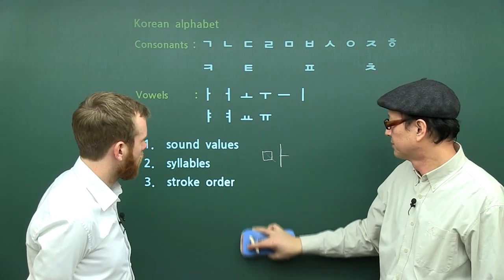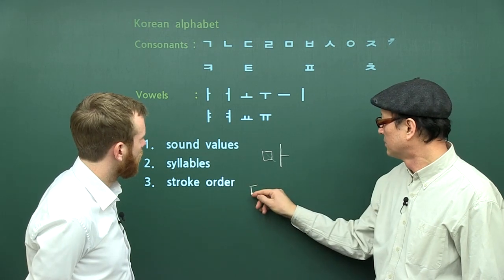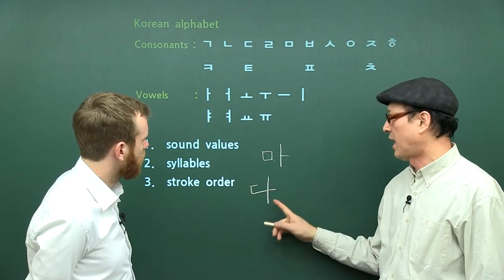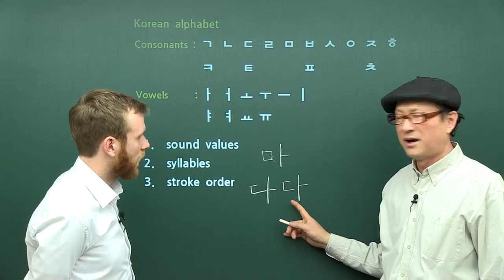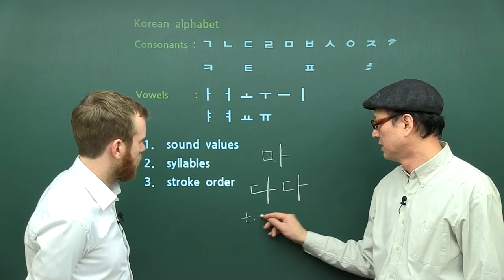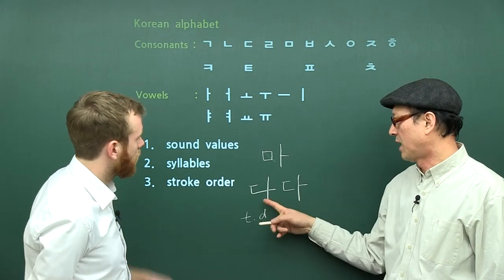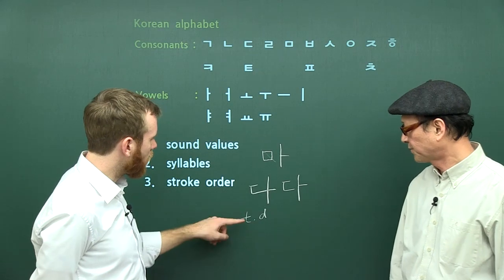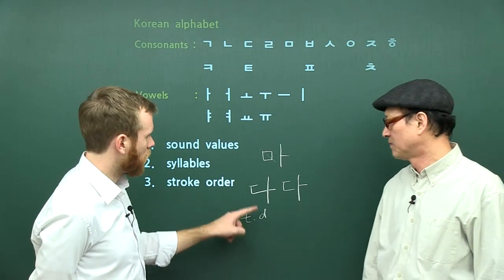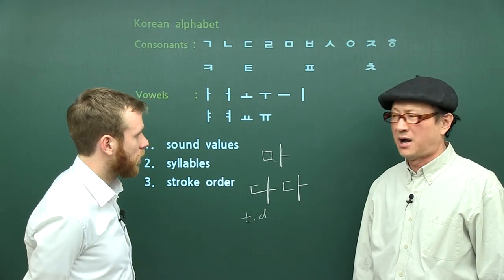And this one is 다. Da. Same thing again. 다다. Da. Again, based on the placement, you might hear more of a T sound, more of a D sound. Robert, can you say these 2 syllables together? 다다. Tada.